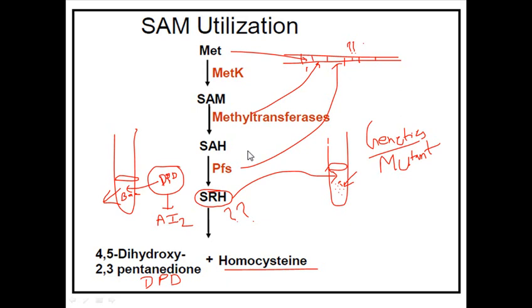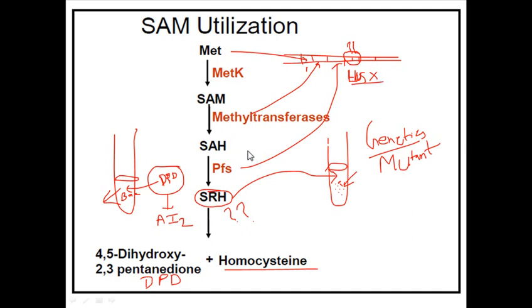They make a point mutation, a change in a single amino acid, and as a result the division of SRH into homocysteine and DPD is blocked. Then they identify the gene which causes some protein. That protein helps SRH to be converted into homocysteine and DPD. So they name this gene LuxS.